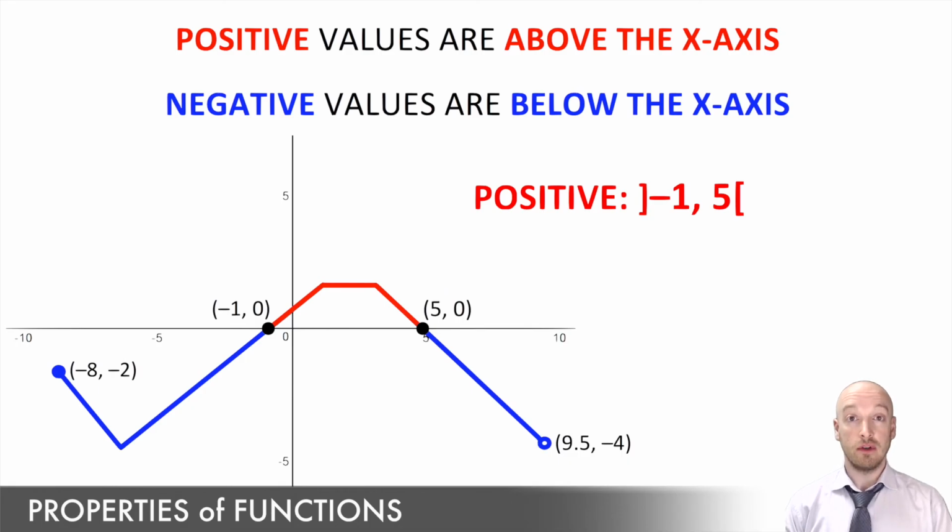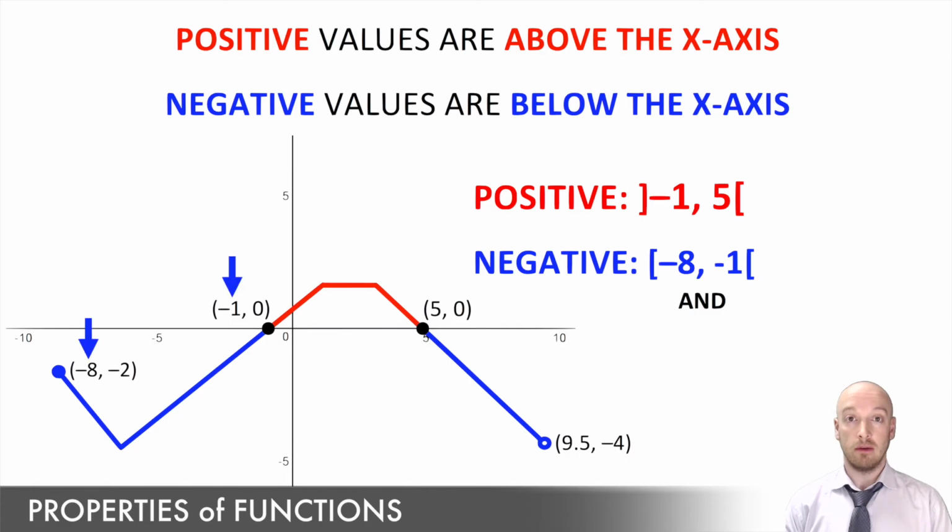And now we have two intervals, though, where the function is negative. And the first interval that I see where this function is negative is from -8 to -1. Notice, though, that I'm including the -8 value because of that full circle, but I'm not including the -1 because it's a 0. So it's from -8 up until, but not including, -1 for the first negative interval.